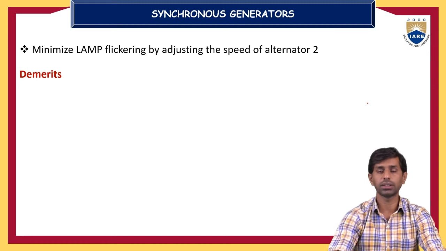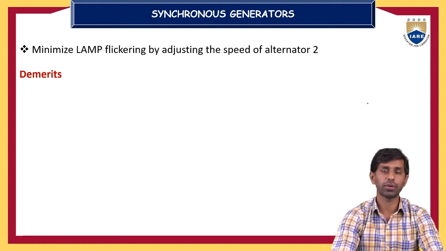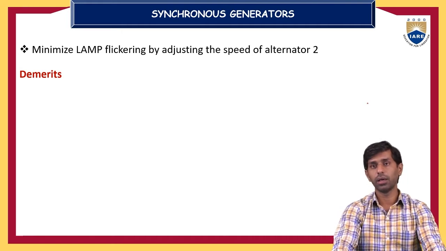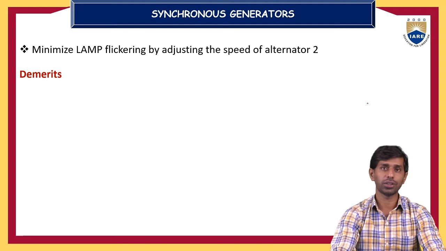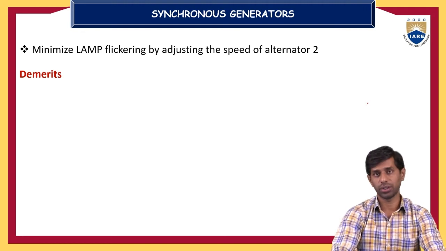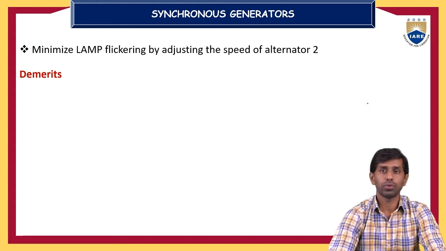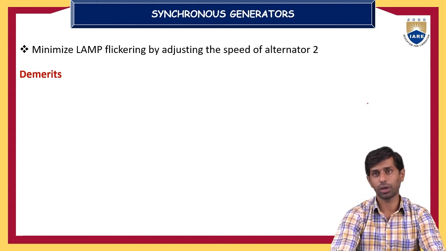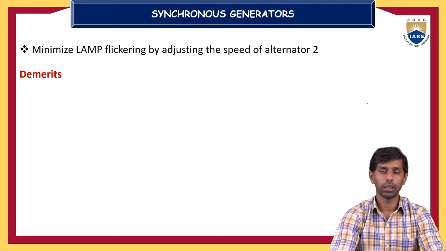It cannot supply power and it cannot receive power from the bus bar system. It is not like a generator, and it does not act like a motor. It is under the floating condition. In that floating condition, we have to push the machine into the generating mode by increasing the excitation of alternator 2, so that the output voltage of alternator 2 is slightly greater than the bus bar voltage.